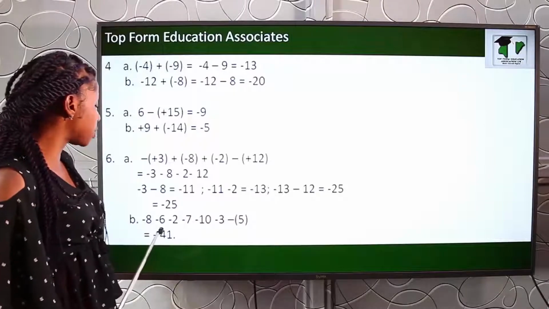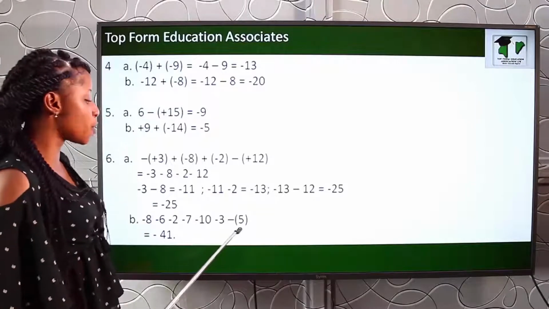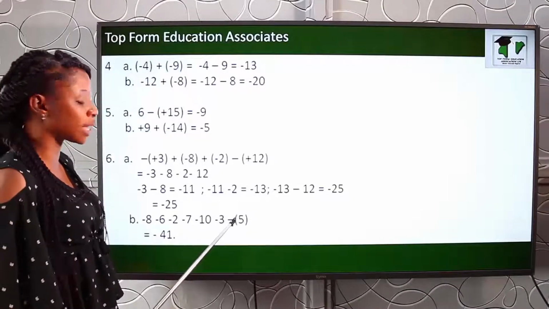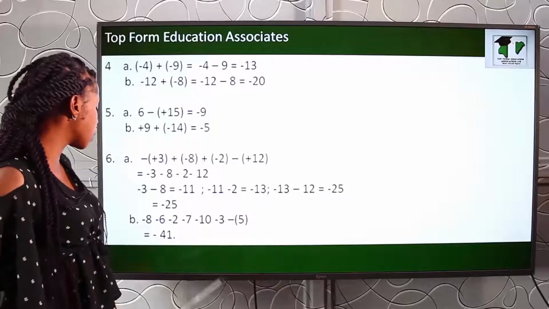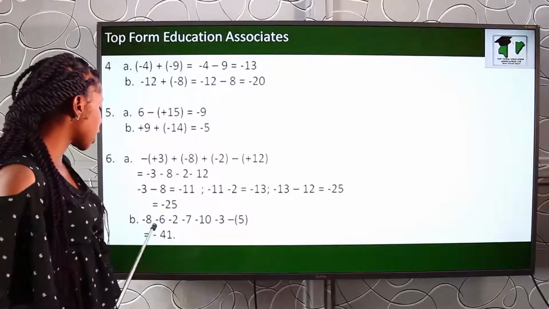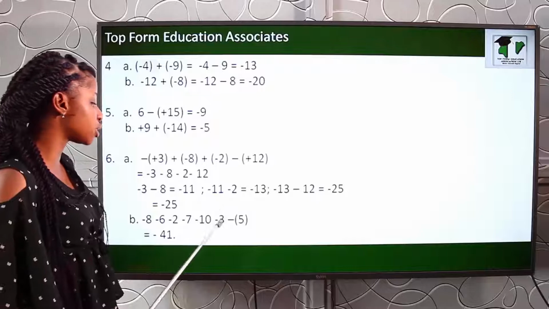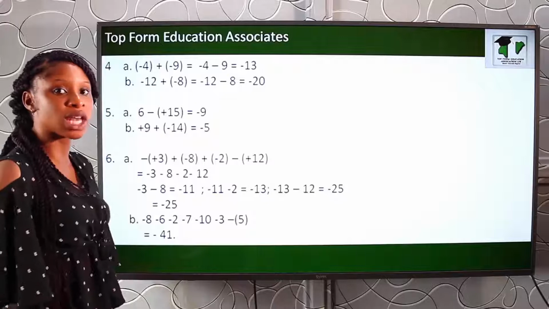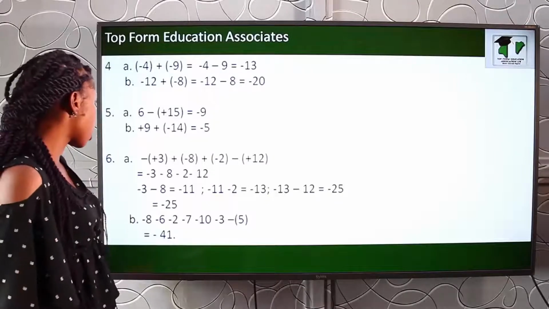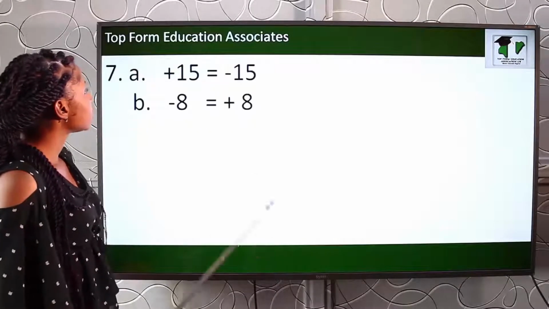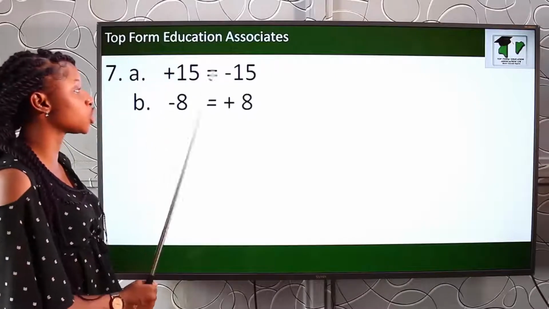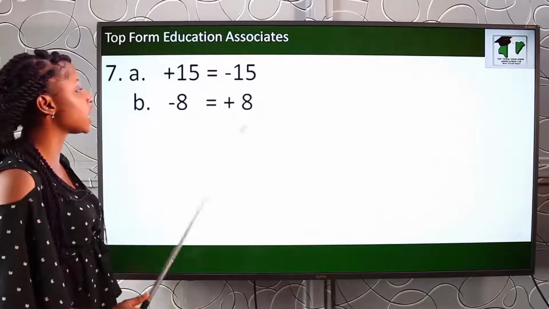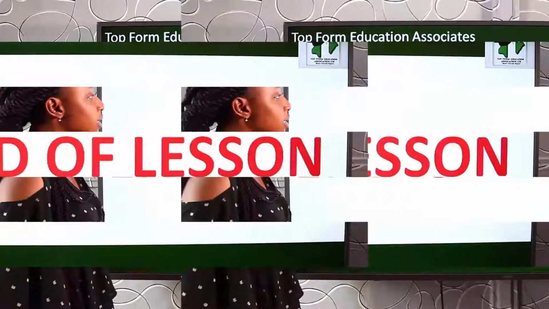Now, same thing goes for B. These are sets of negative numbers. If you see a bracket here is plus, just look at it and know that plus and minus is minus. Very simple. So we add the sum: 8 plus 6 plus 2 plus 7 plus 10 plus 3 plus 5, and it gives us 41. We simply put the minus sign in front of our answer. Now, 7, we're asked to write the inverse of this number. The inverse of plus 15 is minus 15, and the inverse of minus 8 is plus 8.